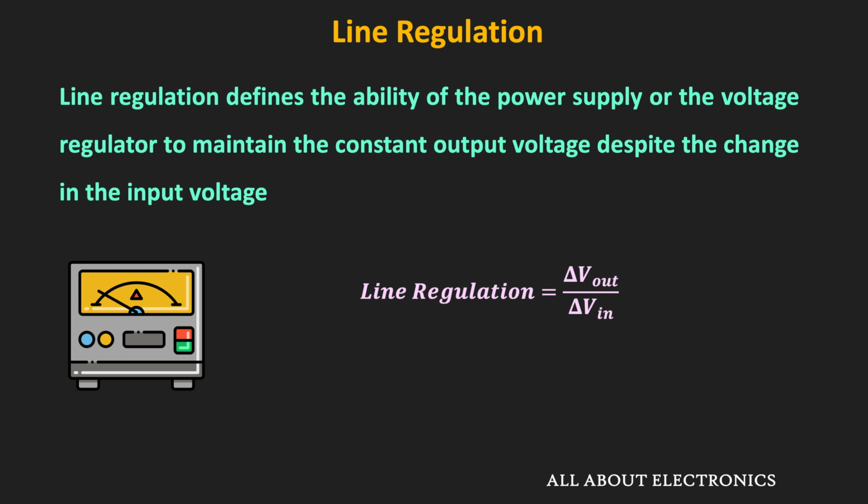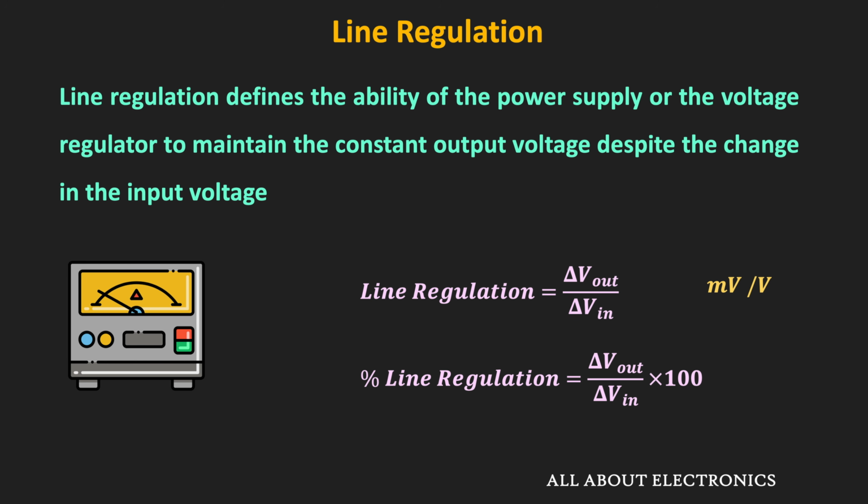This line regulation can be defined as delta V out divided by delta V in, that is the change in the output voltage due to the change in the supply voltage or the line voltage. The unit of this line regulation is millivolt per volt. And in percentage, it is defined as delta V out divided by delta V in times 100.